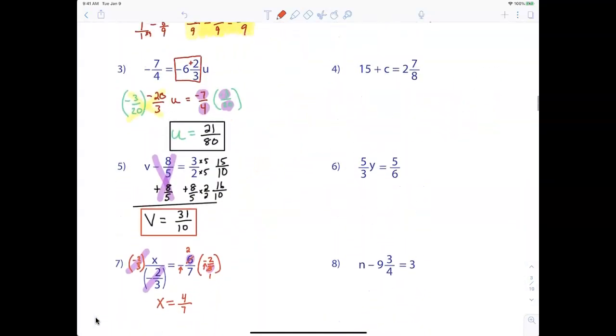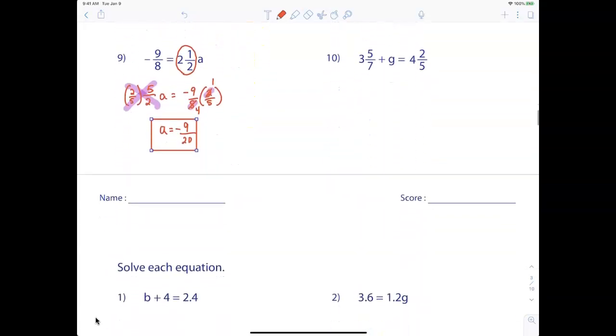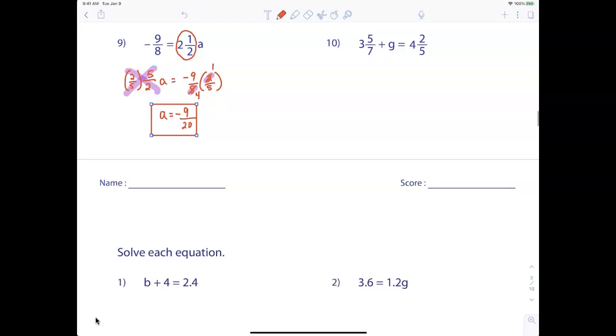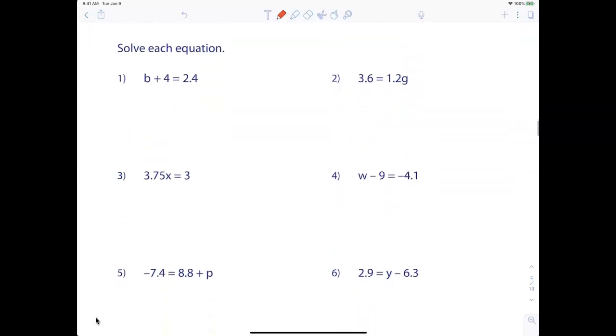What I want you to do now is try on your own 2, 4, 6, 8, and 10. It's very important to be excellent at fractions, so please get that taken care of.